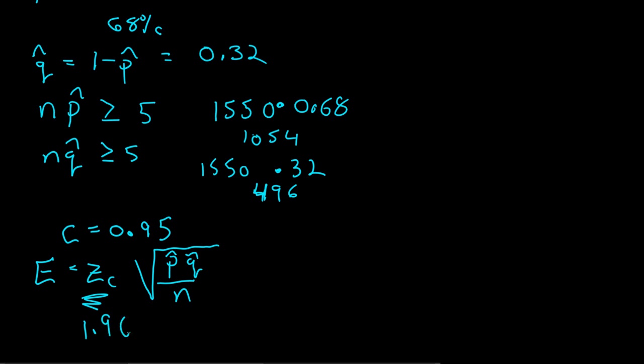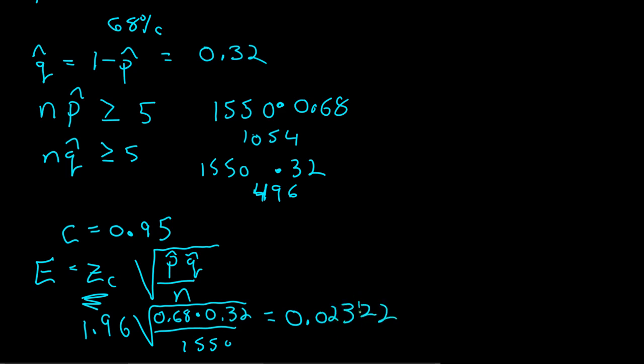So 1.96 times the square root of 0.68 times 0.32 divided by 1,550, which is still under the square root sign. Let's get my calculator out here. There it is. 1.96 times the square root symbol, 0.68 times 0.32 divided by 1550, all within my square root symbol, gives me 0.02322. We're going to keep to there, so approximately 0.023, or if we're talking in percentages, 2.3%. So plus or minus 2.3%.